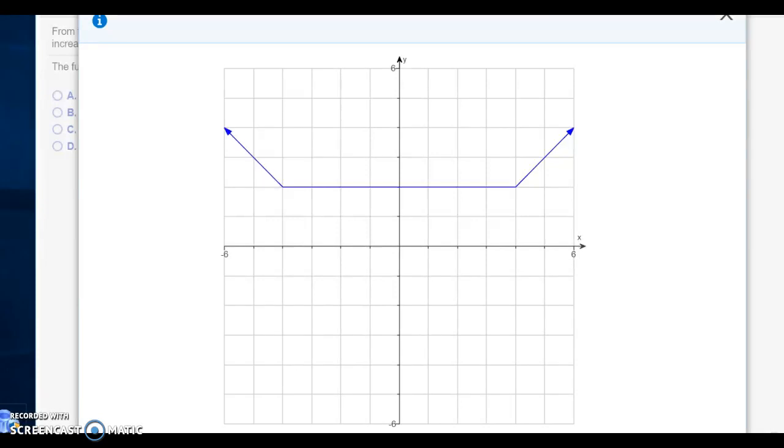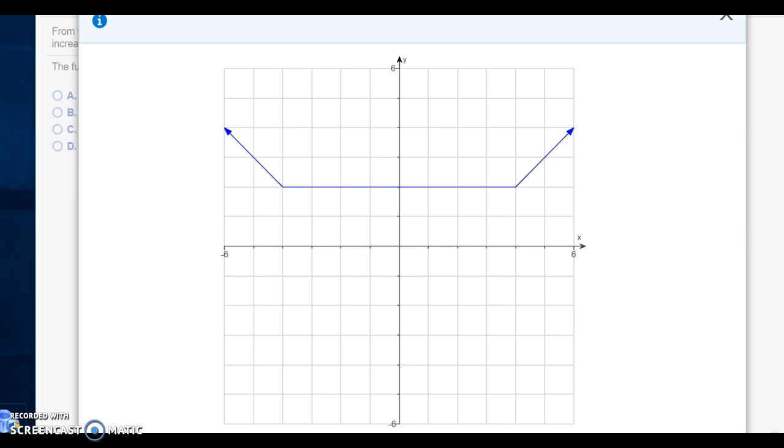Hi everyone, I just wanted to make a quick video to recap some of the things we discussed in class today. So we'll start by taking a look at the graph that's on the screen, and we want to look at this graph and determine where this function is increasing, decreasing, and/or constant.